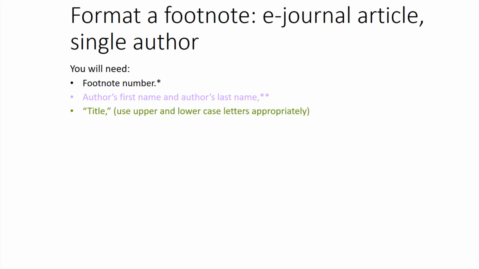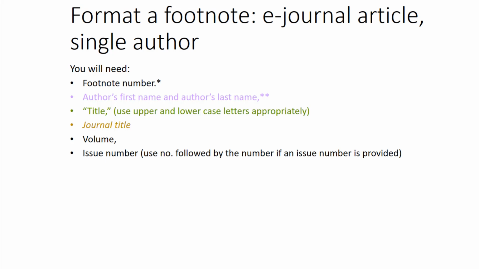The title of the article in quotation marks, followed by a comma. Use upper and lowercase letters appropriately. Then the title of the journal in italics, followed by the volume number, which is followed by a comma, and the issue number. Use no period followed by the number if an issue number is provided. Starting with a curved bracket, the year of publication, followed by a curved bracket and a full colon.